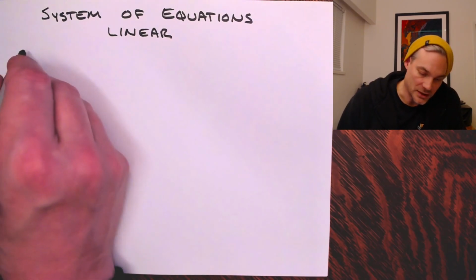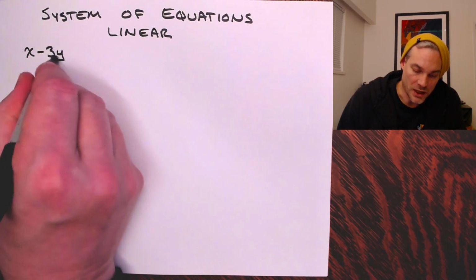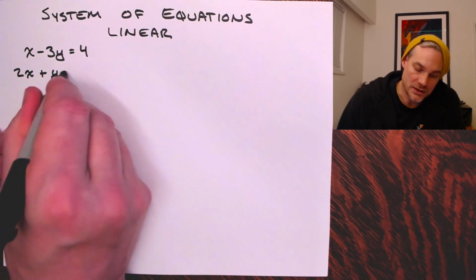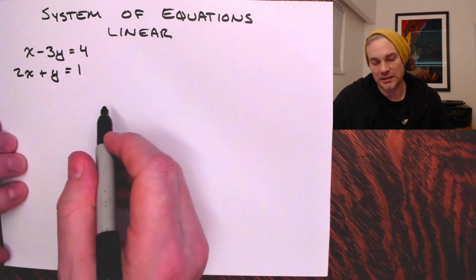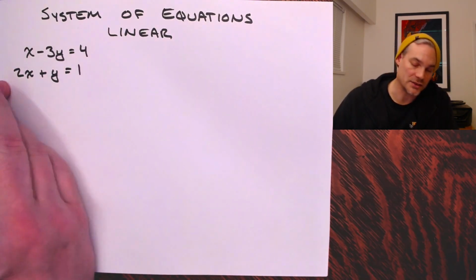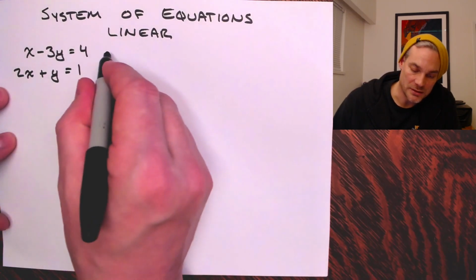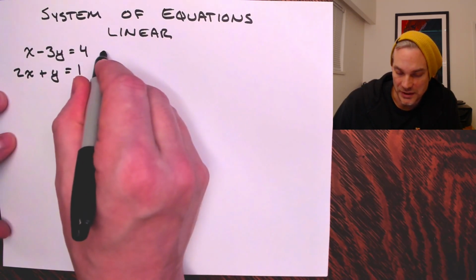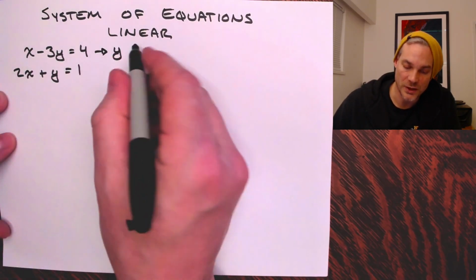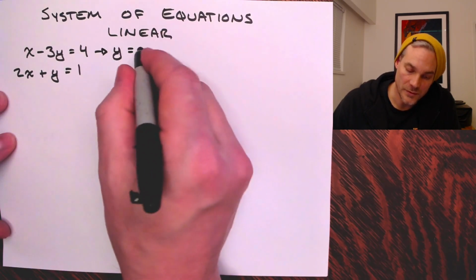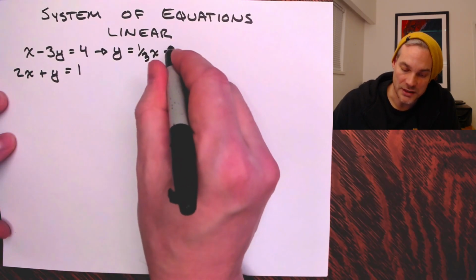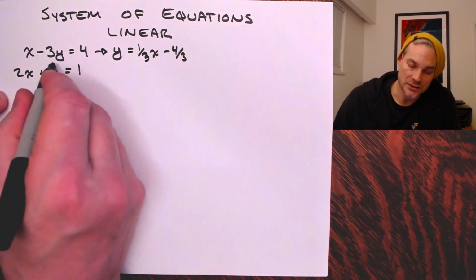So if we had something like x minus 3y equals 4, and then we also had 2x plus y equals 1, what we find is this is just different ways of writing the line. We don't have to say y equals something. We can have y and x as variables on both sides. But if we equate them and solve for y, what we'll find is that this one turns into y equals 1/3 x minus 4/3.